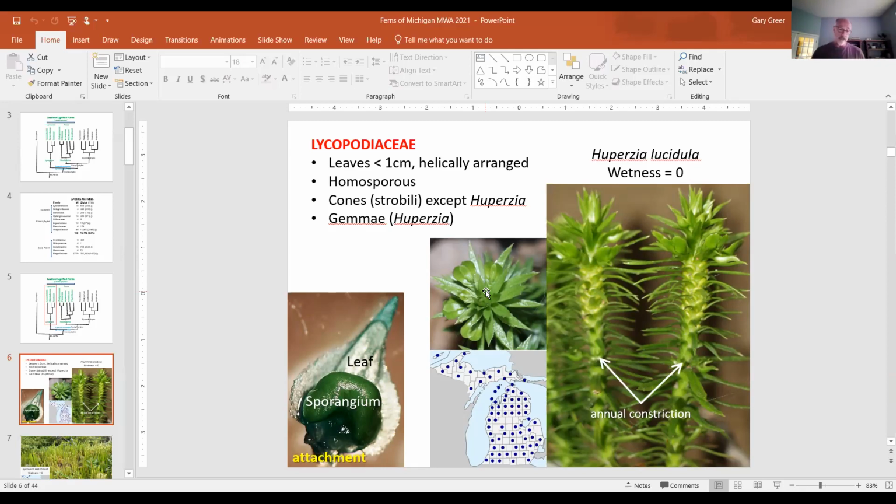Within Michigan, all of the genera in the Lycopodiaceae produce a cone, a strobilus, except for Huperzia. And that's what I have pictured here, the exception. This is Huperzia lucidula. This particular specimen is from the Leelanau Peninsula. And this particular genus is also unique in Michigan in that it makes gemmae.